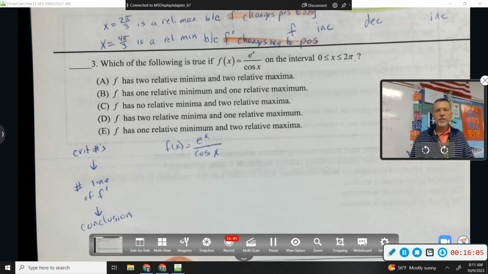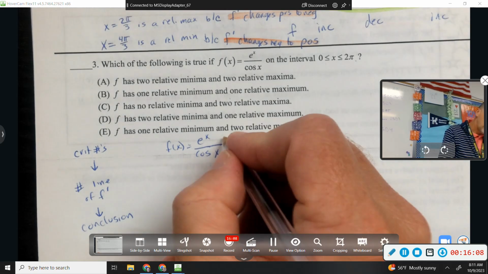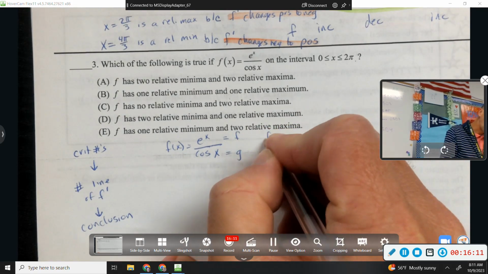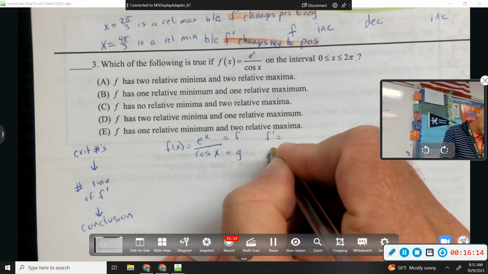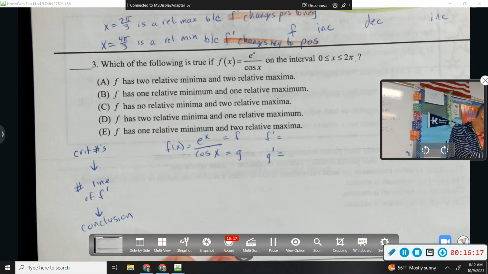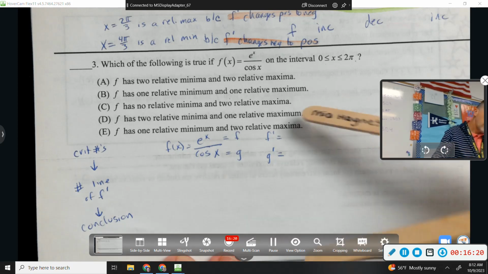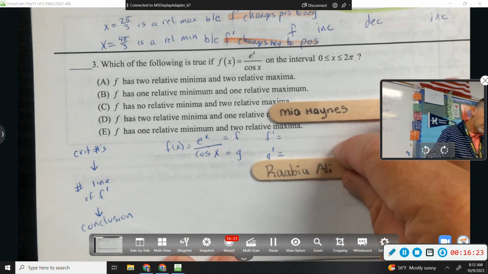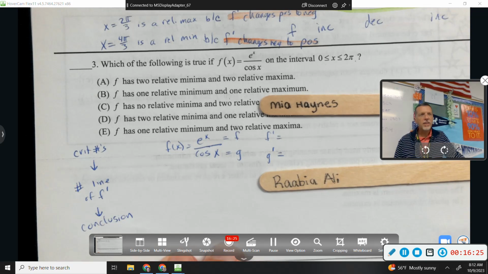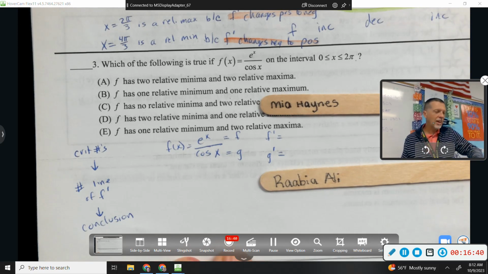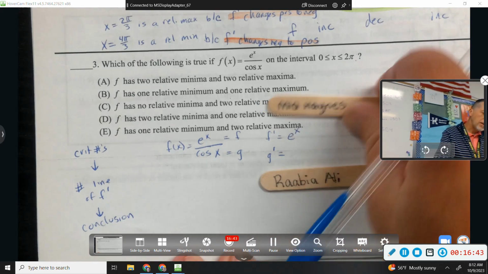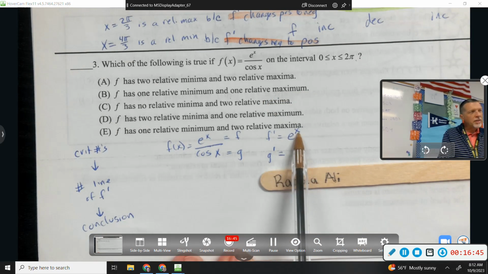Ooh, e to the x over cosine x. That looks like quotient rule about to happen here. So I need the derivative of the top and the derivative of the bottom. Mia, what's the derivative of e to the x? No, but it is one of the sort of tricky, easy ones, so you're sort of on the right path. Help her out, somebody. What's the derivative of e to the x? It's just e to the x. And then the chain rule would be times the derivative of the exponent, but that would just be 1.